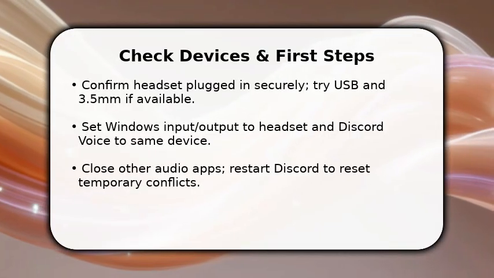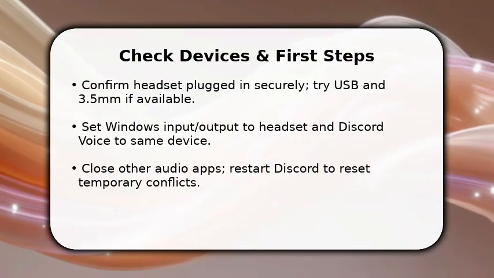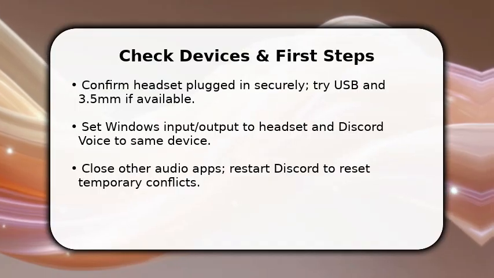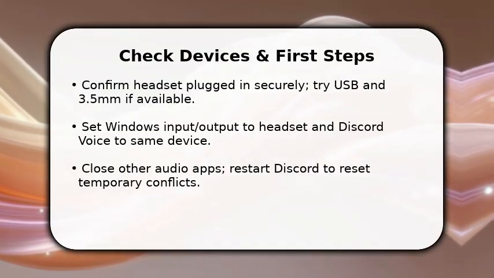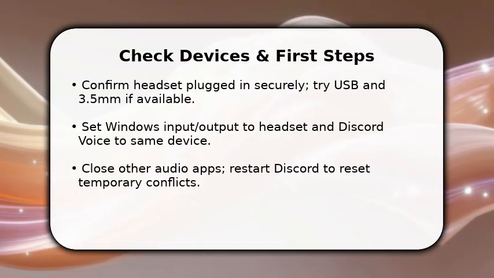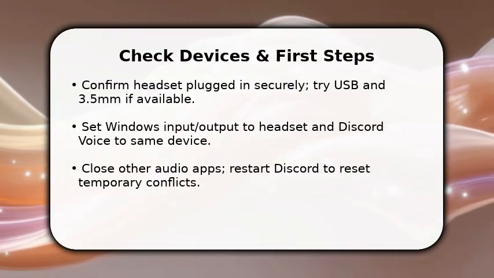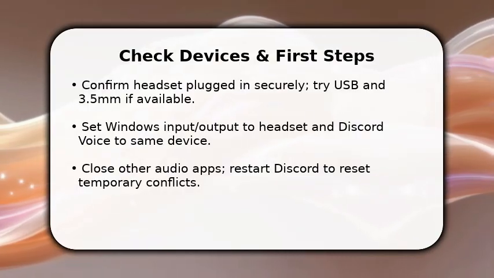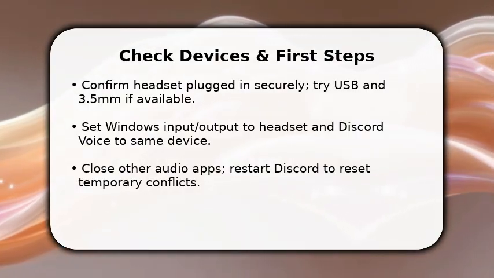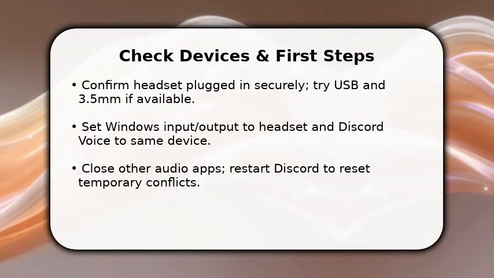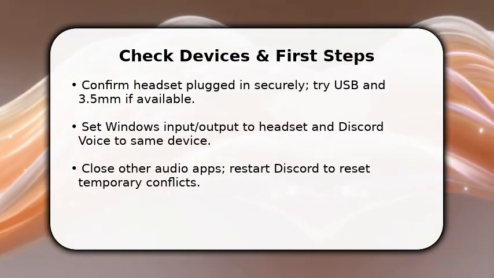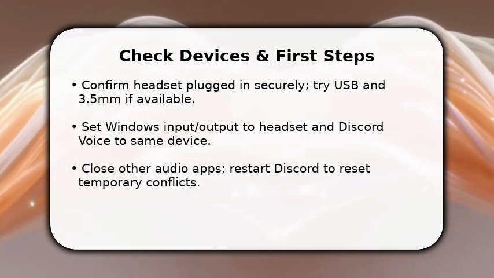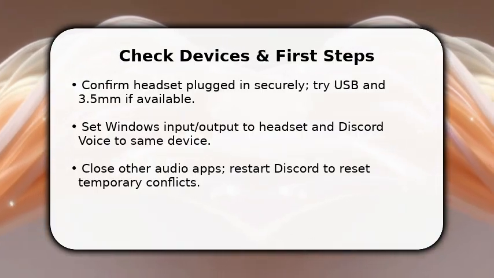You start by confirming the hardware and immediate app choices. Plug the headset firmly, try a different port, and make sure Windows shows the headset as the default input and output device. Open Discord, go to User Settings, right arrow Voice and Video, and choose that same device for input and output so signals match. Once done, test the mic and output with Discord's built-in test voice activity. This establishes a clean baseline and avoids wasting time on secondary issues.